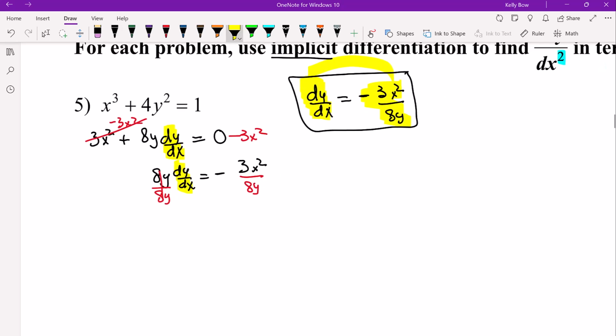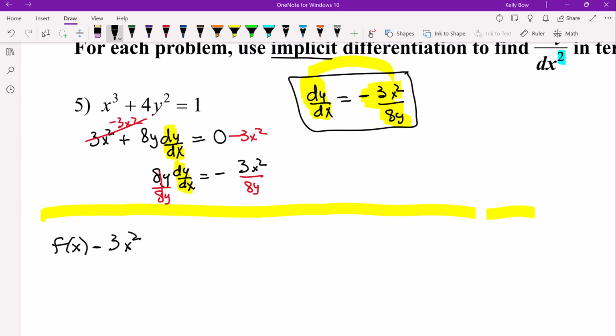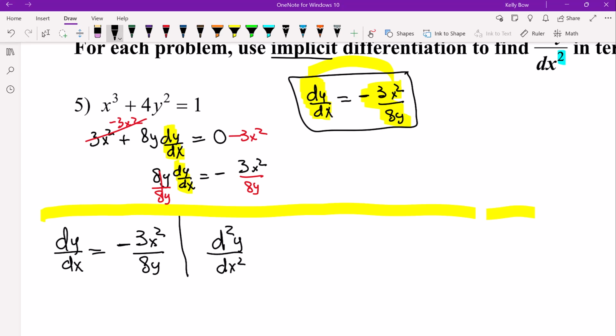All right, so now we're starting off with our function. I'm going to leave it the way I had it. Our first derivative looks like this. Now we need to find the second derivative. So d2y over dx squared, we have a quotient rule.